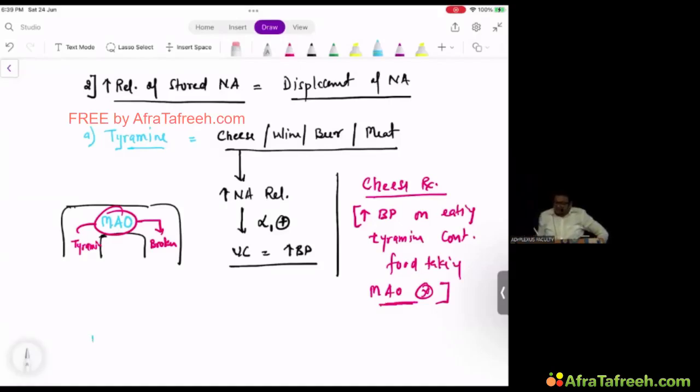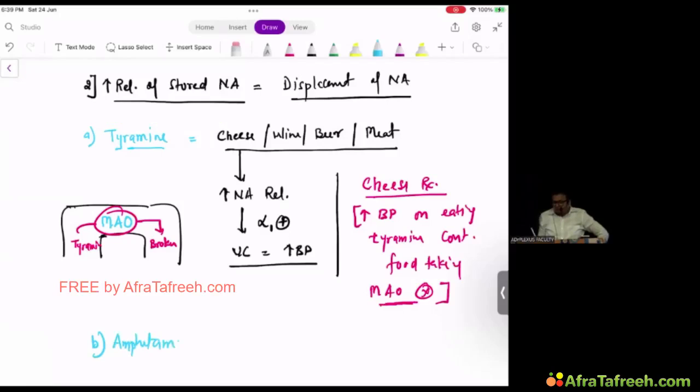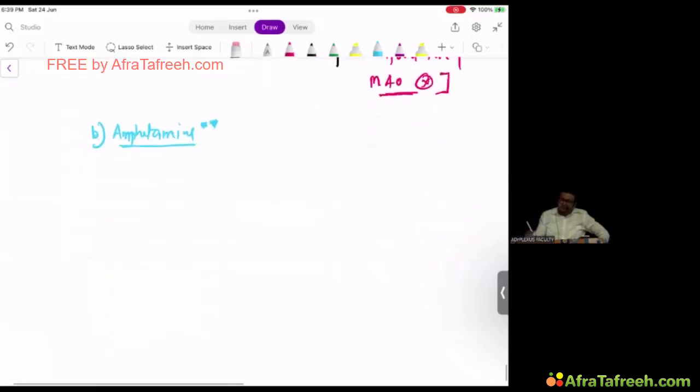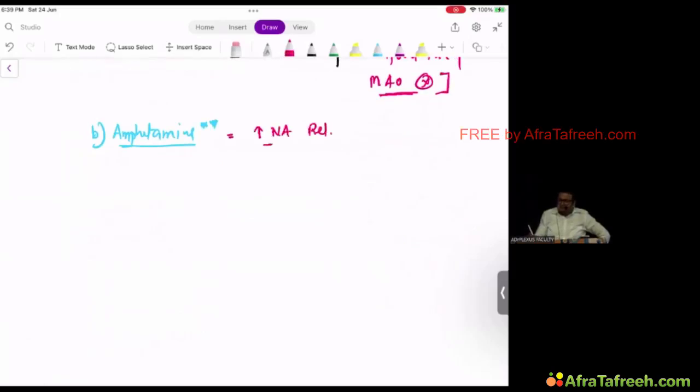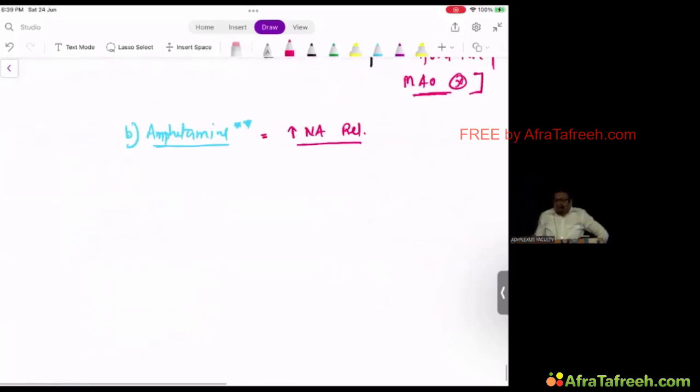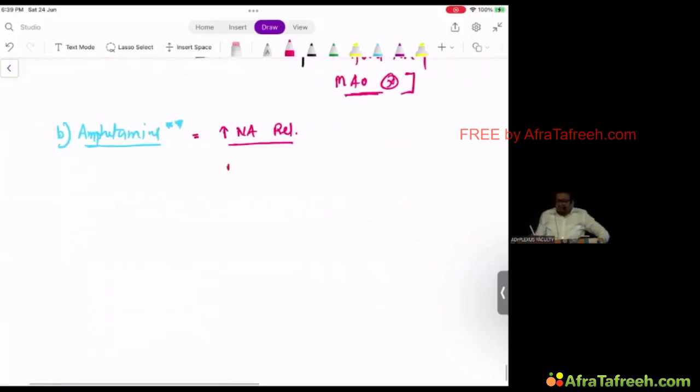Second drugs which act by this mechanism are called amphetamines. Very, very important. This is the drug which is important. Amphetamines. Very, very, very important drugs. They are also indirectly acting, as I have told you, increased Na release. Amphetamines are highly lipid soluble drugs.